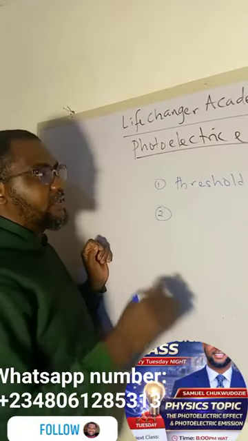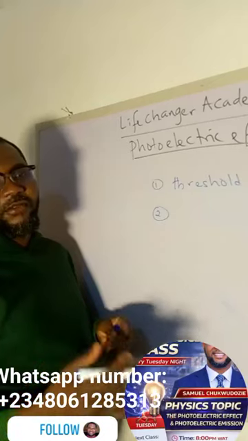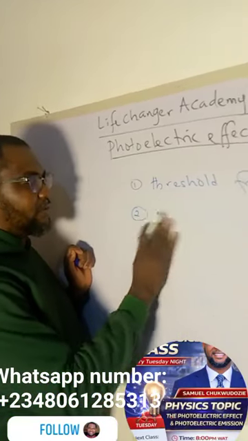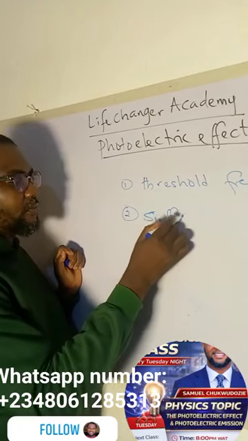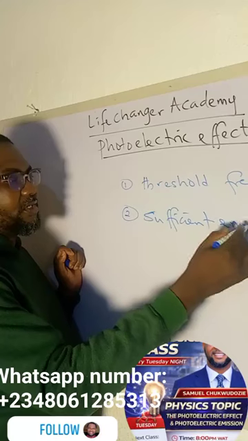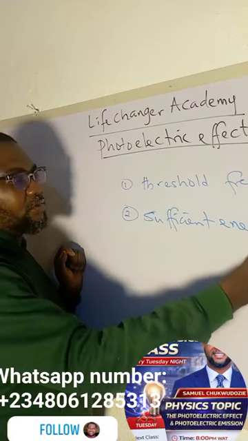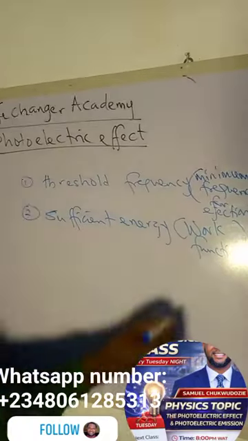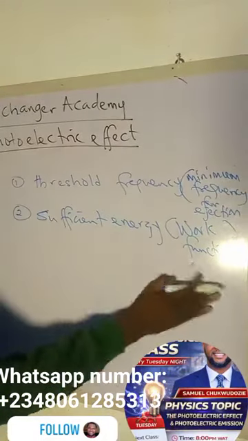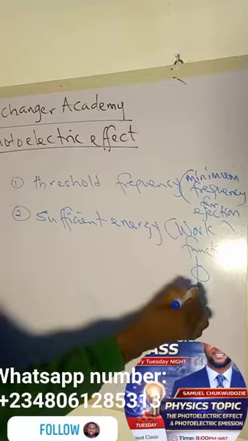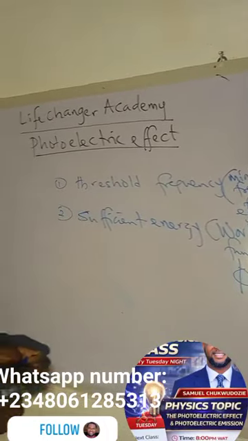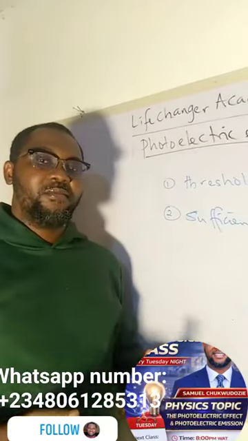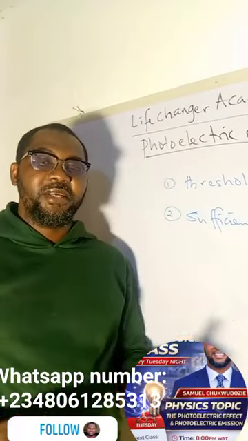Now, number two, the second condition for electrons to be ejected is that the light must have sufficient energy. Now, this sufficient energy is what we call the work function, and the symbol is simply this, phi. So just a circle, then this line in between. So that is the second condition that must be met before electrons can be ejected from the surface of a metal.